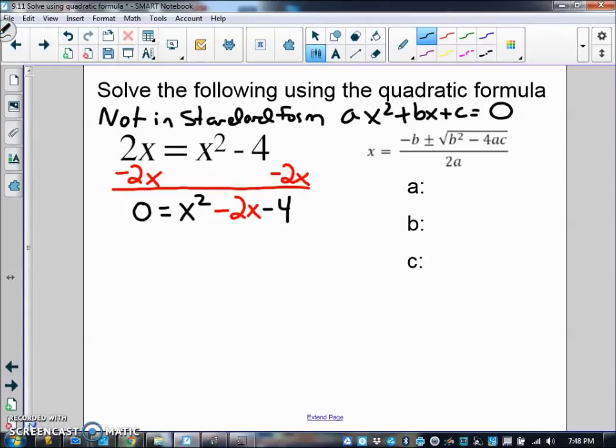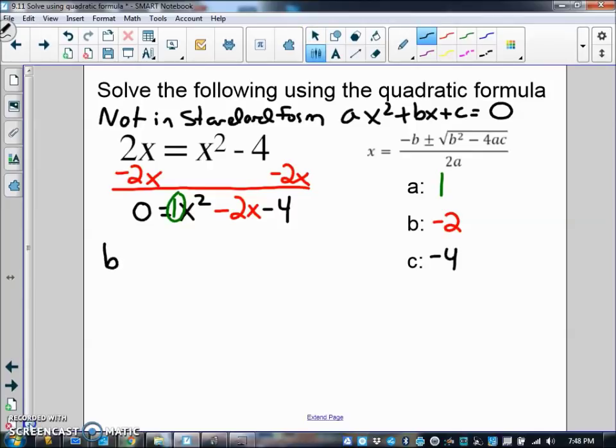Again, I can't combine the negative 2x with any of those other terms. They are unlike terms. So my leading coefficient is 1. Therefore, my a value is 1. My b value is negative 2. And my c value is negative 4.